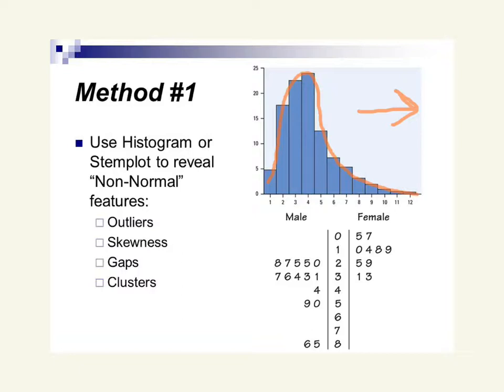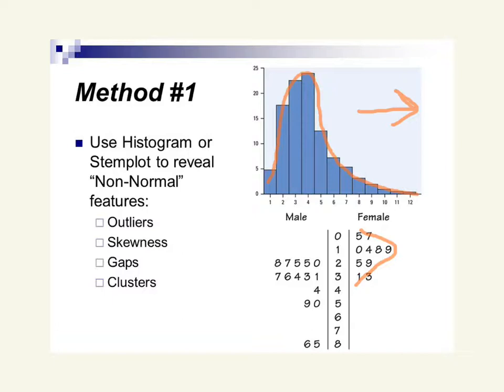Here we have an example of a back-to-back stem plot. And it really doesn't matter what the numbers are representing here. We just want to look at the distribution of the data. So let's start out on the female side. If we were to draw a density curve over this distribution, this would be something that we would consider normal.